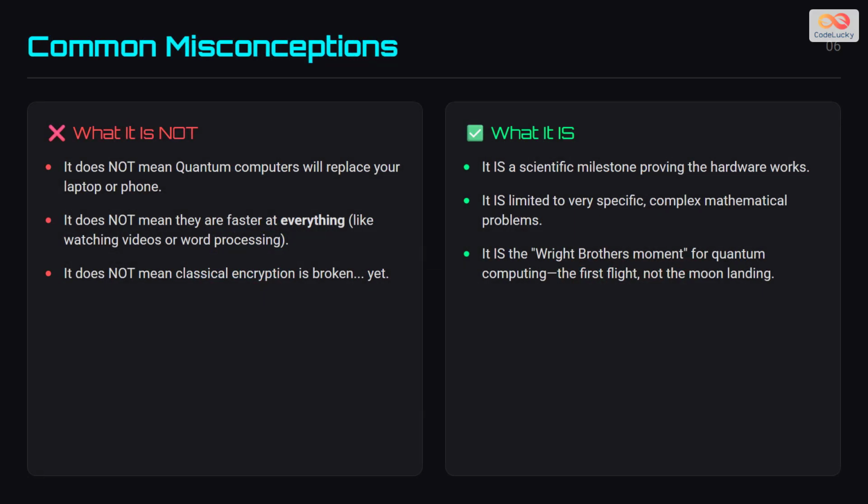It is crucial to understand what this is not. It does not mean quantum computers are ready to replace your laptop. They are not faster at everything. In fact, they are slower at simple tasks like watching videos or browsing the web. Supremacy is a scientific proof of concept, showing that these machines can harness the laws of quantum mechanics for computation.